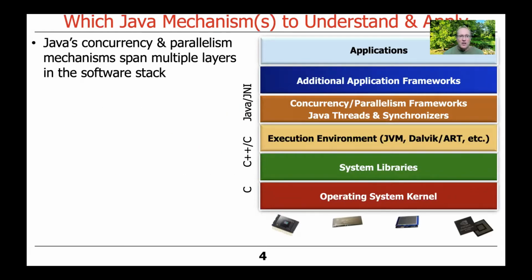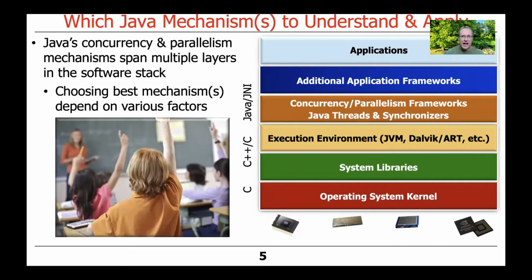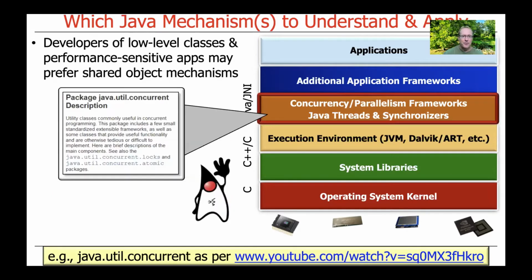So the first thing to notice is that Java's concurrency and parallelism mechanisms span multiple layers in the software stack. And choosing which of these mechanisms in which of these layers to apply depends on various factors. There's really no one-size-fits-all solution. And part of your job as a professional in this field is to be able to make informed choices of the different mechanisms available, and then lobby your colleagues or your customers or your clients as to why your choice is the right one to make.